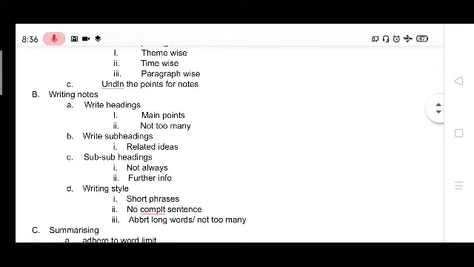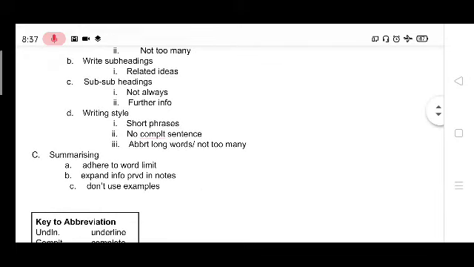And then the second stage is writing notes. So while writing the notes, you have to use headings, main points, not too many headings, and then you have to write the subheadings, related ideas, which are further developing the main points. Subheadings are not always required. And then what should be the writing style of writing notes? You have to use short phrases as it is written here in subheading D.